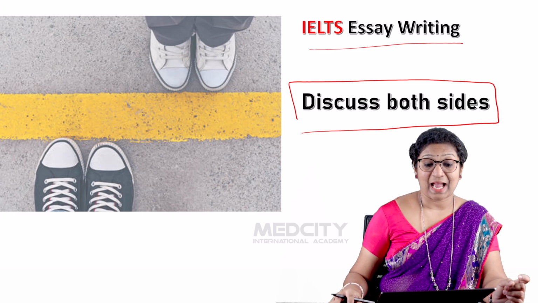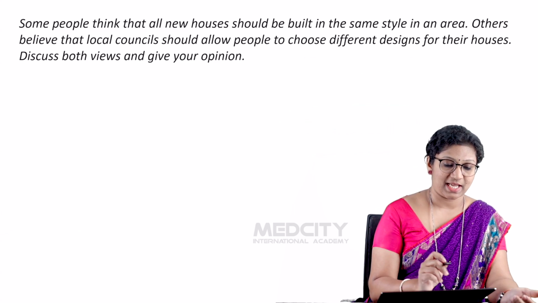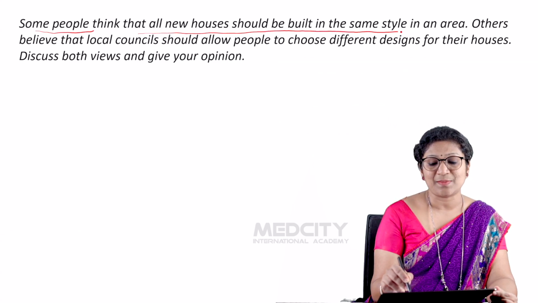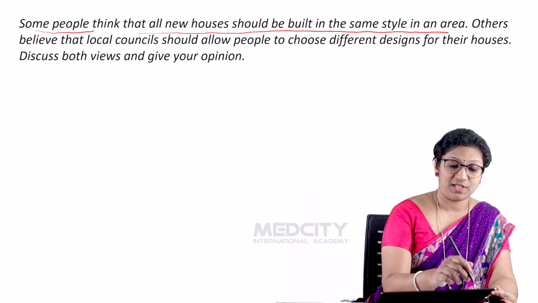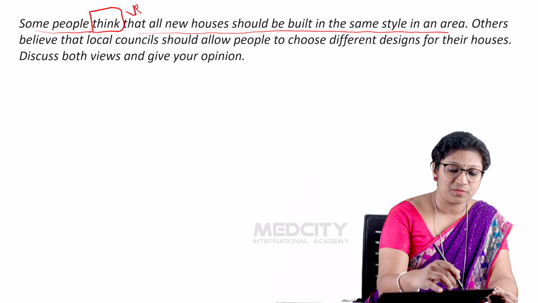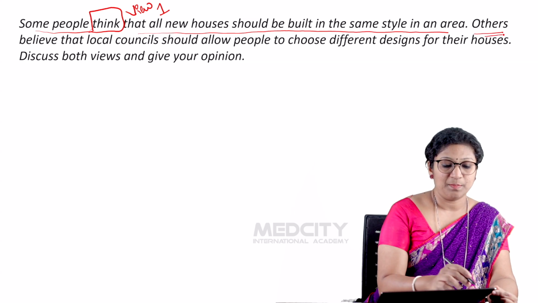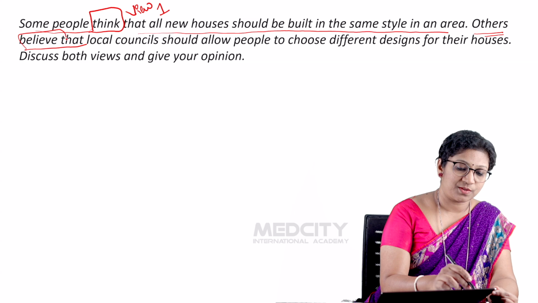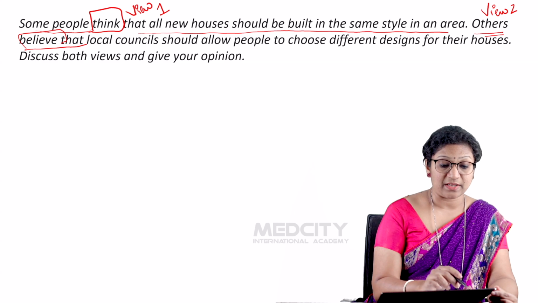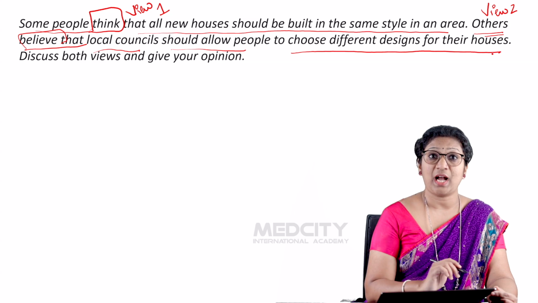So let's have a look at a recent exam sample. On screen we have a question. It says, some people think that all new houses should be built in the same style in an area. So this is "some people think", which means, let's say this is view 1. So let's name it as view 1. Others believe that, so "others" means this becomes view 2. Others believe that local councils should allow people to choose different designs for their houses.